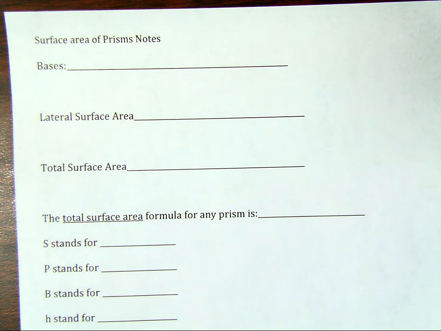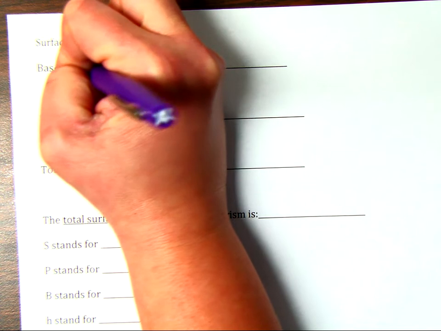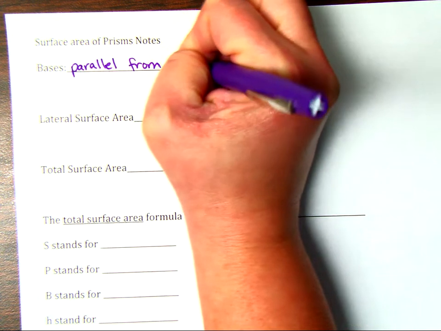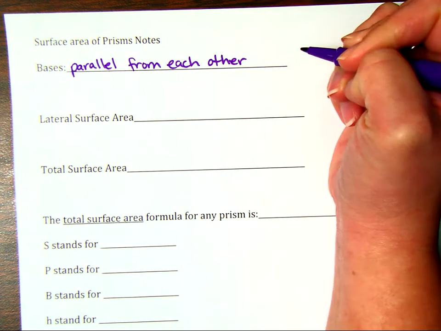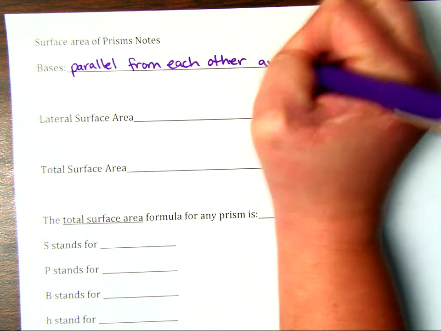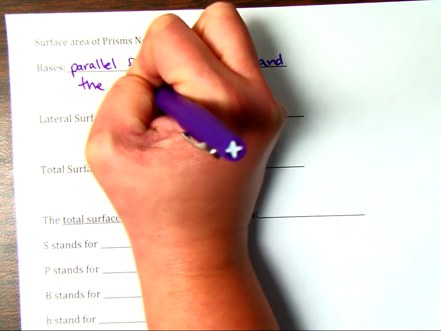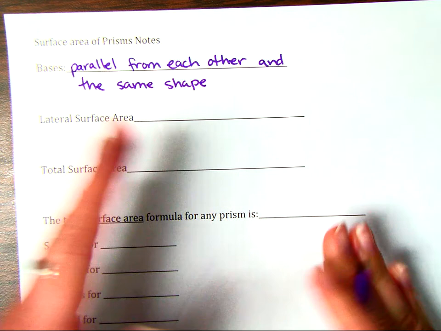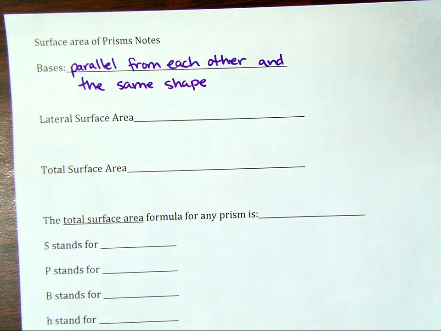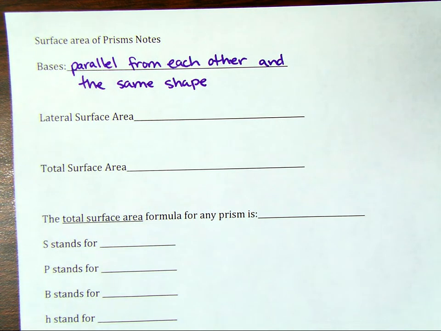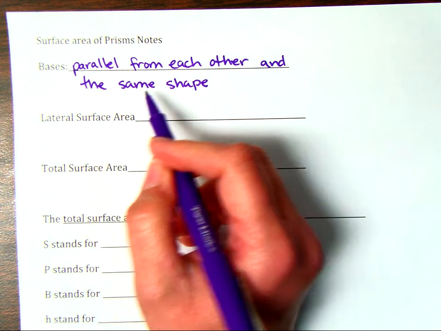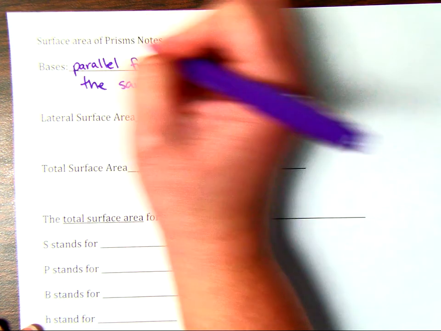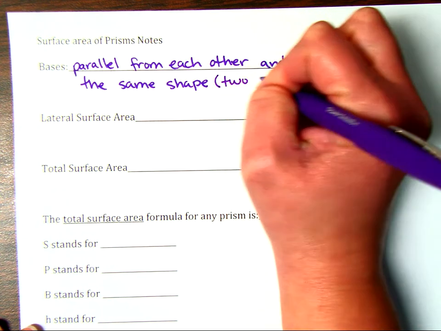In case you forgot, the bases in a prism are going to be parallel to each other and the same shape. In the prism net we just looked at, the bases would be off to the side, but this is relating to a three-dimensional figure, which we're going to look at two examples of in a minute. So those are going to be parallel to each other and the same shape once they're folded up. It's what you're going to see two of. So in a prism, there's going to be two bases.